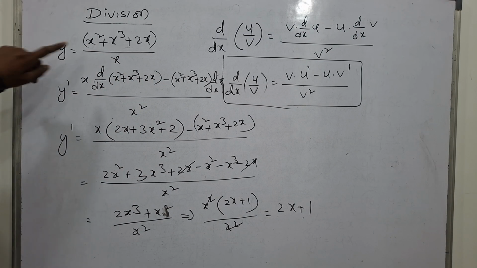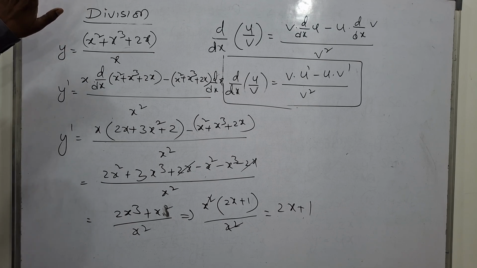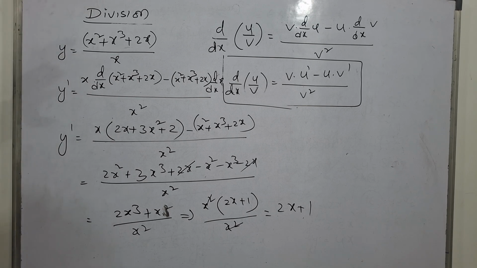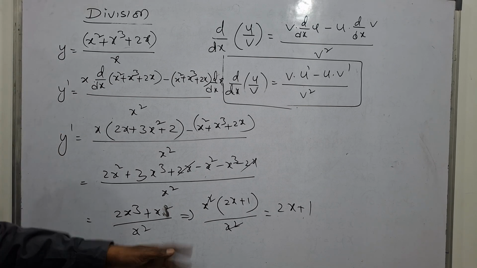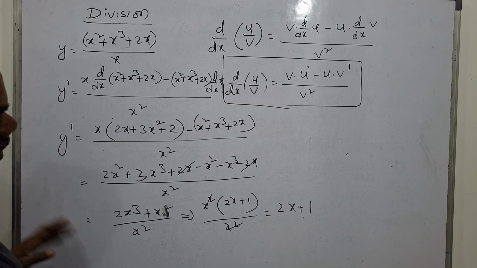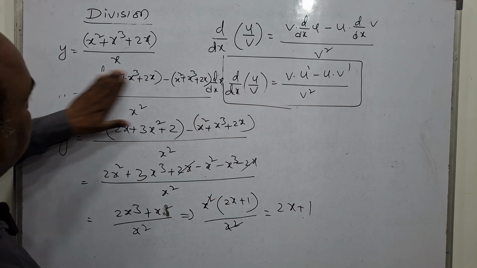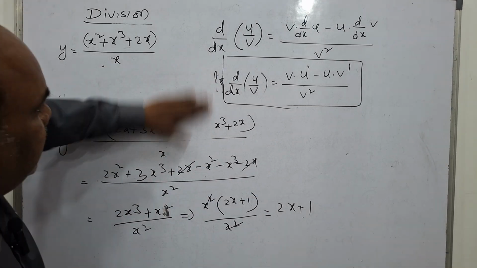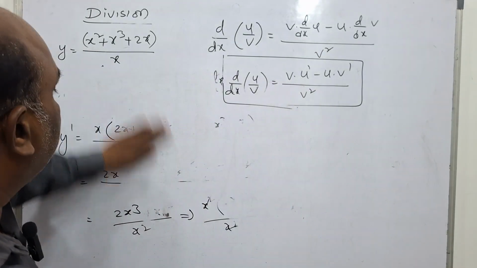Or simply you can take x common and you can cancel here only. Then you will get it directly. That is another way, but the u by v formula you have to apply like this. 2x plus 1 you will get directly. Why? Because you have no need to do all this. If you don't want to apply u by v, this is the exceptional case. Directly you can take common.